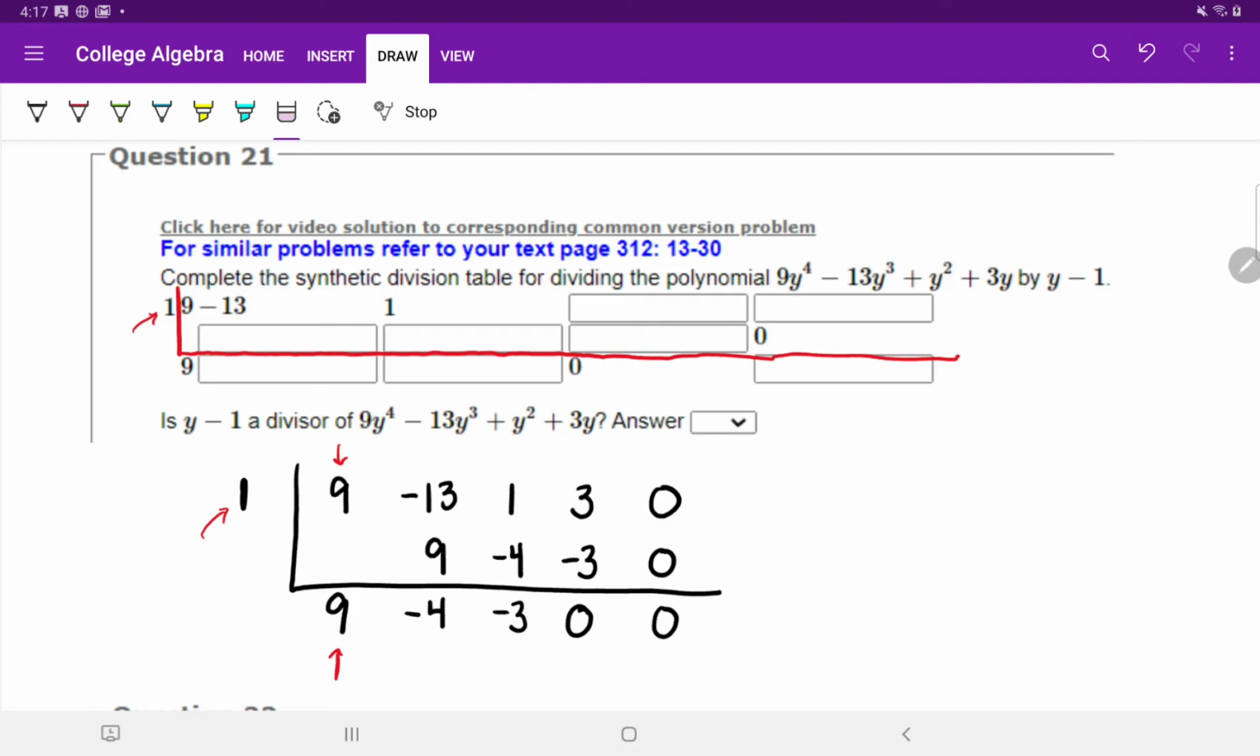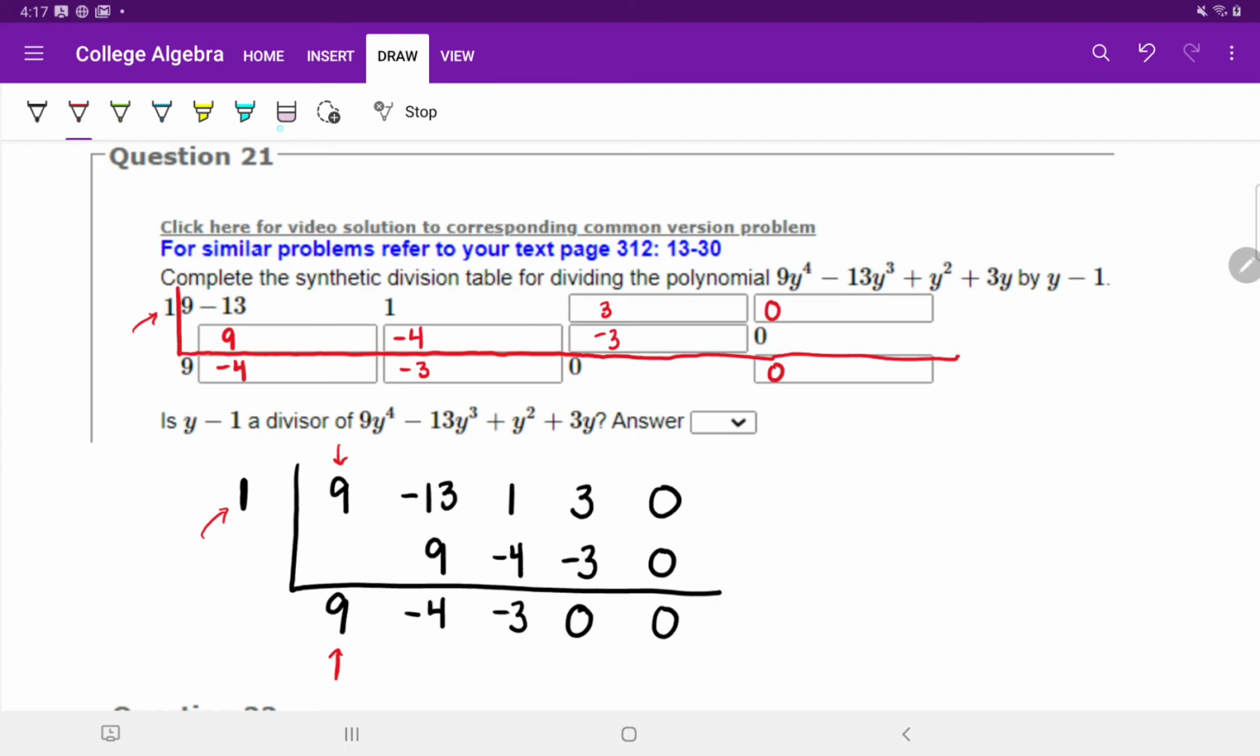But then in the next row, they've got negative 13, and there's a blank where we need to put in the 9 and the negative 4. Then they've got a 1 and a blank for negative 4 and negative 3. Then they have a blank, that's for a 3, a negative 3, and then a 0, which they already have. And then 0, 0, 0 should be the last row.